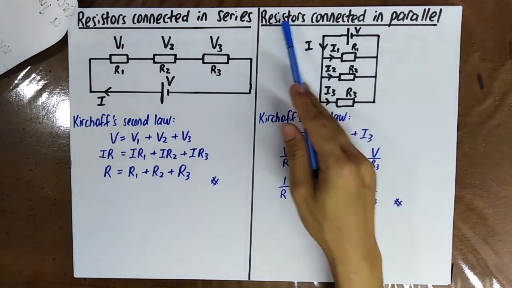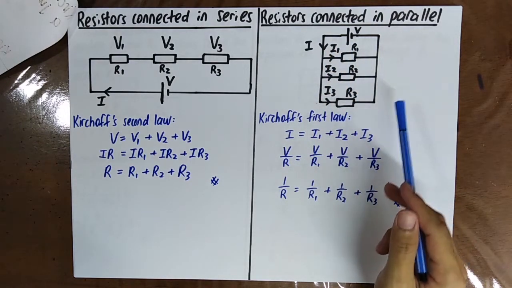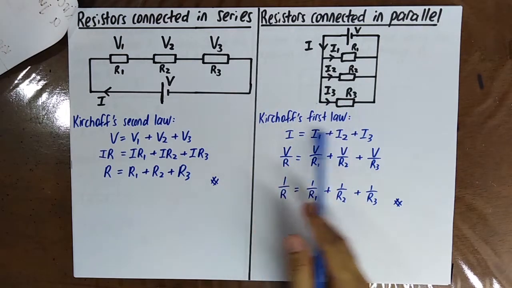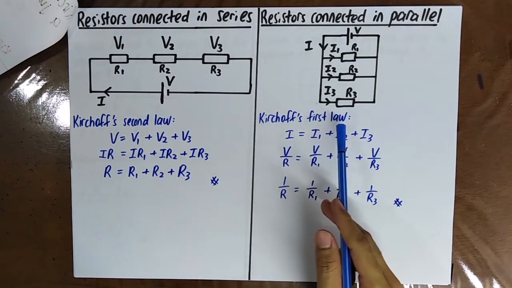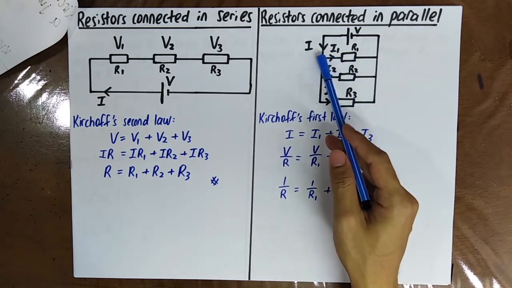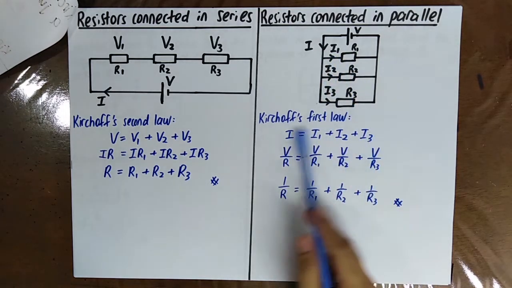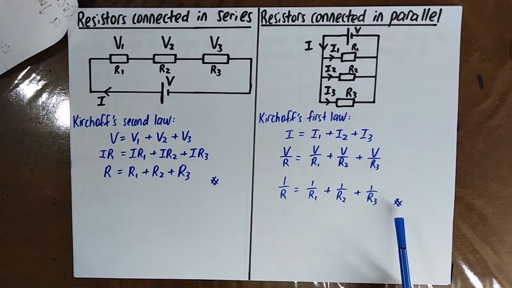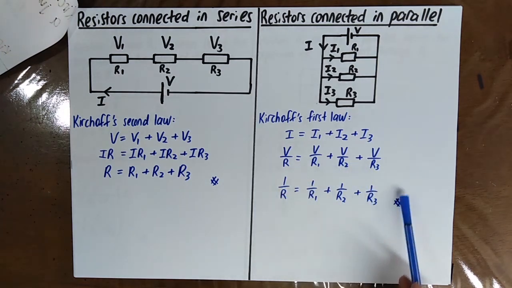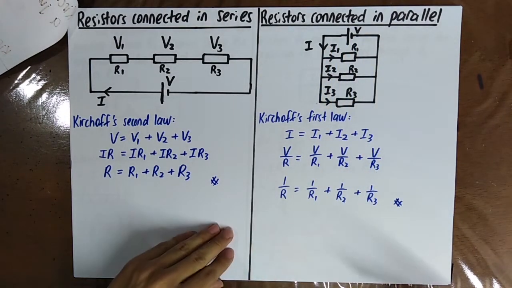So these are resistors connected in parallel. Just now you used Kirchhoff's second law, but now you use Kirchhoff's first law, which states that the current entering a junction is equal to the current leaving that junction. Okay, so by using this formula, you can also get the equivalent resistance for the resistors connected in parallel.